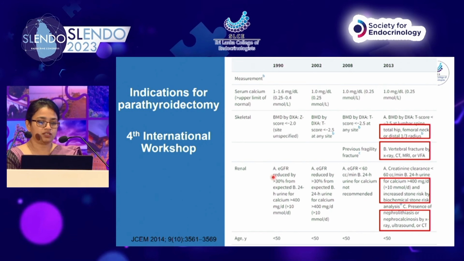Now, I actually don't want you all to go through this. This is how these criteria have progressed over the years: 1990, 2002, 2008, and 2013. I have highlighted the additions.